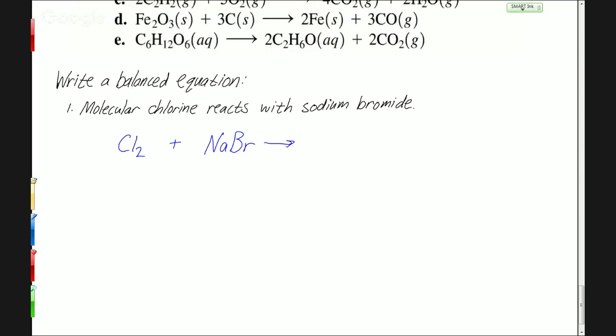So that means that we're going to rearrange it in some way so that one of those elements from the NaBr ends up by itself, and the chlorine goes with one of the Na or Br. Now, we've got a couple choices there. The chlorine could go with the bromine, and the sodium could be by itself, or the chlorine could go with the sodium, and the bromine goes by itself. What do you think? Why?